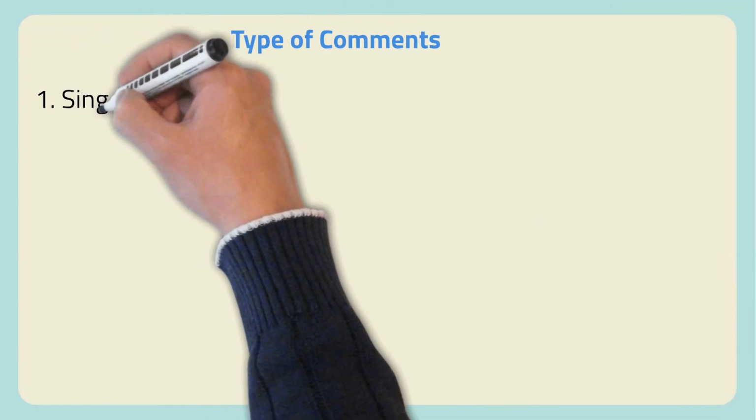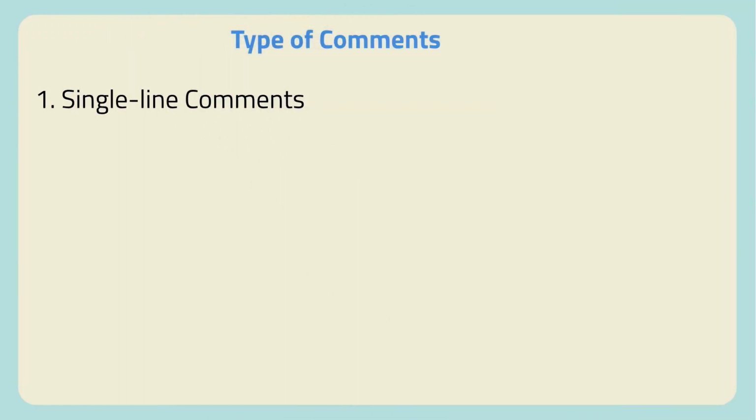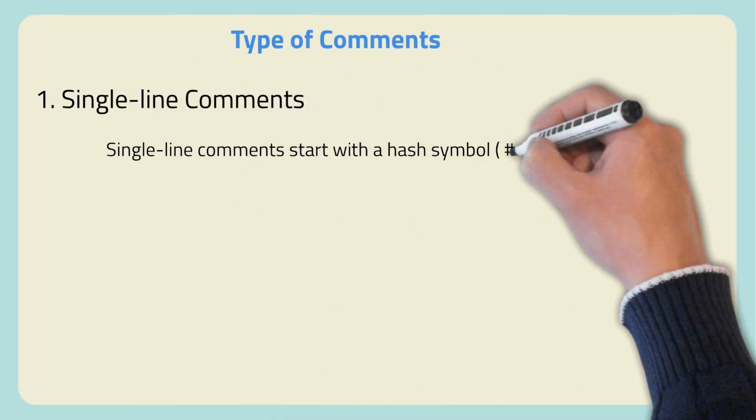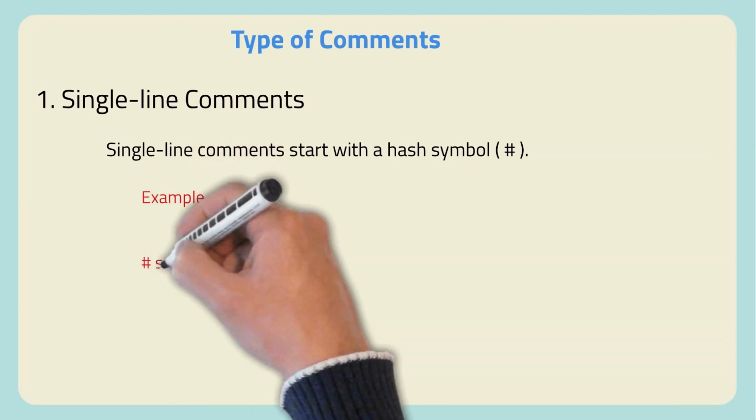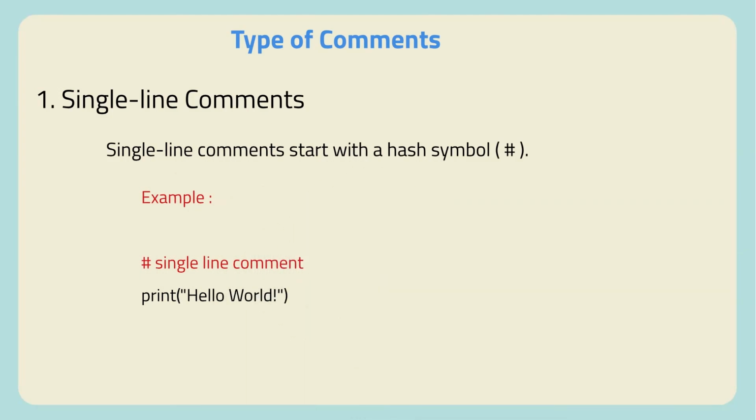Types of comments. There are three types of comments that we generally use, which are single-line comments, multi-line comments, and docstring comments. A single-line comment starts with a hash character, hashtag. Everything after the hash character is ignored till the end of the line. In the example below, the comment is displayed in red color.